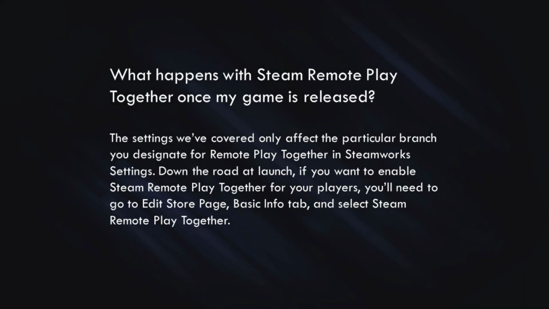One question you may have is, what happens with Steam Remote Play Together once my game is released to the public? Well, the settings we've covered in this video only affect the branch you've designated for Remote Play Together in Steamworks Settings. Later, when you launch your game, if you want to enable Steam Remote Play Together as a feature for your players to use, you will need to go to your app landing page, Edit Store Page, Basic Info tab, and enable Steam Remote Play Together.